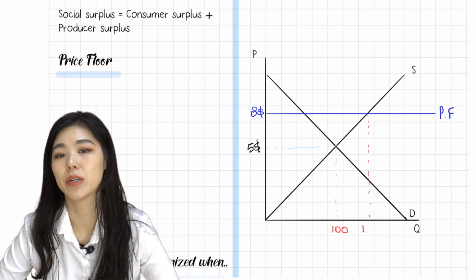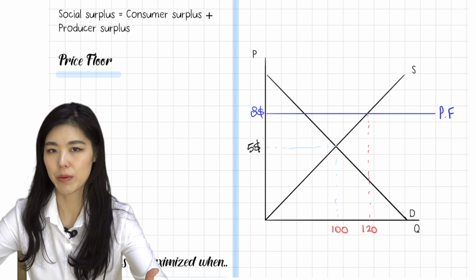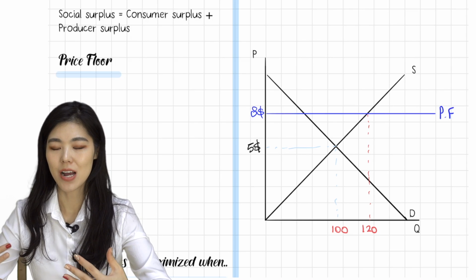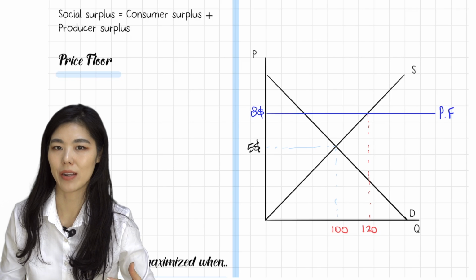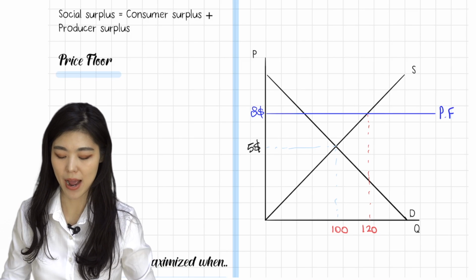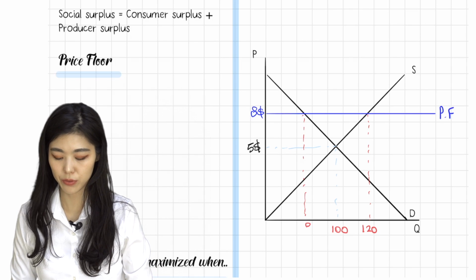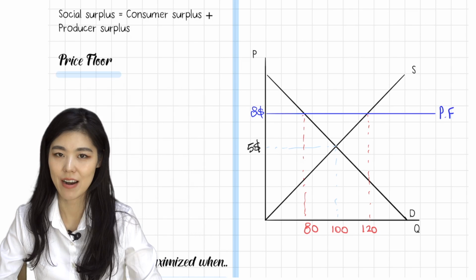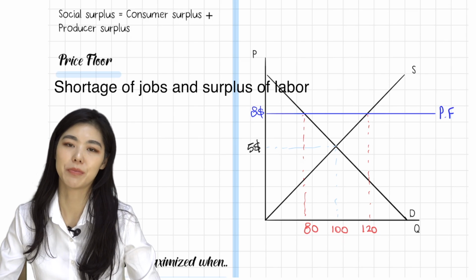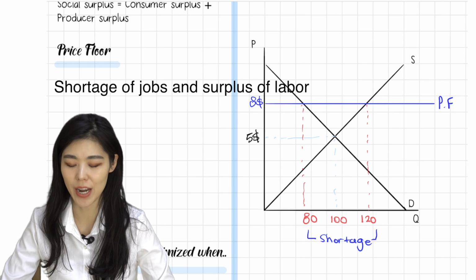But how about labor demand? We supply labor, like we're the laborers. We work for people, so we supply our labor. And labor demand is when the firms are actually demanding people to work for them. So for labor demand, how many workers are they demanding? 80 people. So what's this called? There is a shortage of jobs. This is a shortage. Here we have a surplus of labor.